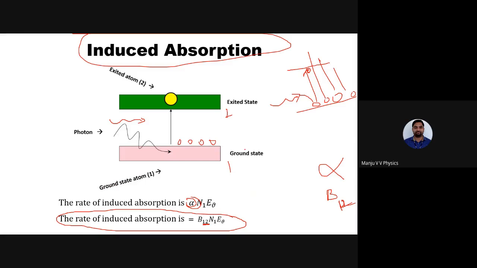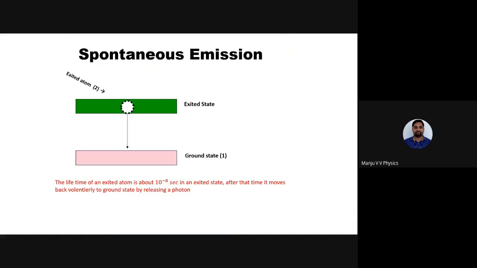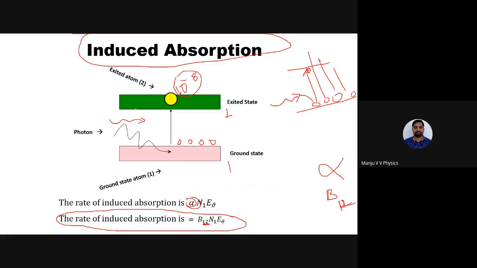Next, now what do you do? As I told you, the atom gets elevated. An atom in the excited state stays only up to 10 power minus 8 second. Now what do you do? Next process. Atom in the excited state: if I say the atom is here, that means the induced absorption process has already occurred.